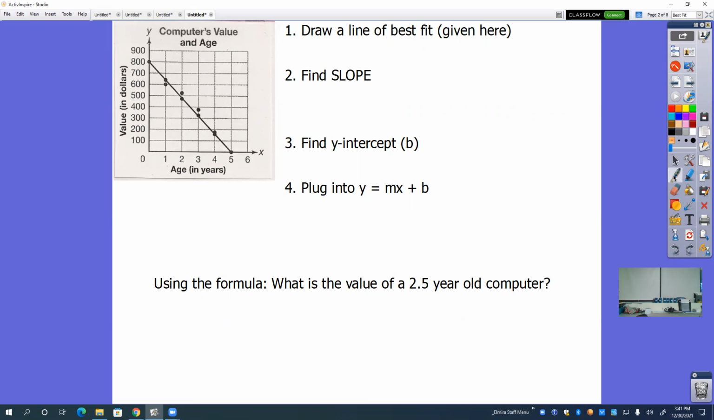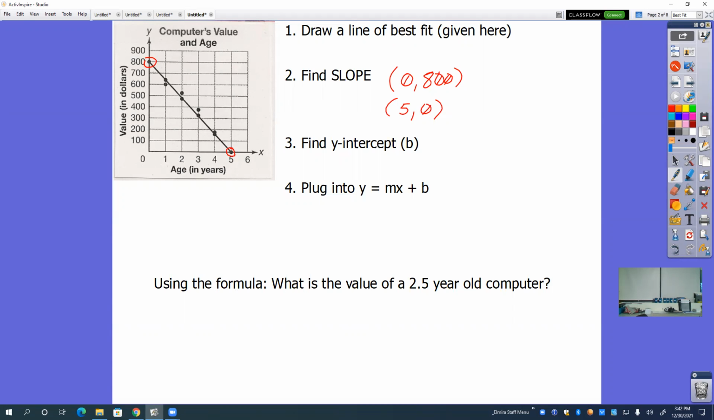So our trend line's already done for us. Our slope, we go from, okay, so we don't really fall anywhere on the line except for at 0. So our 2 points would be 0, 800. And our second point would be 5.